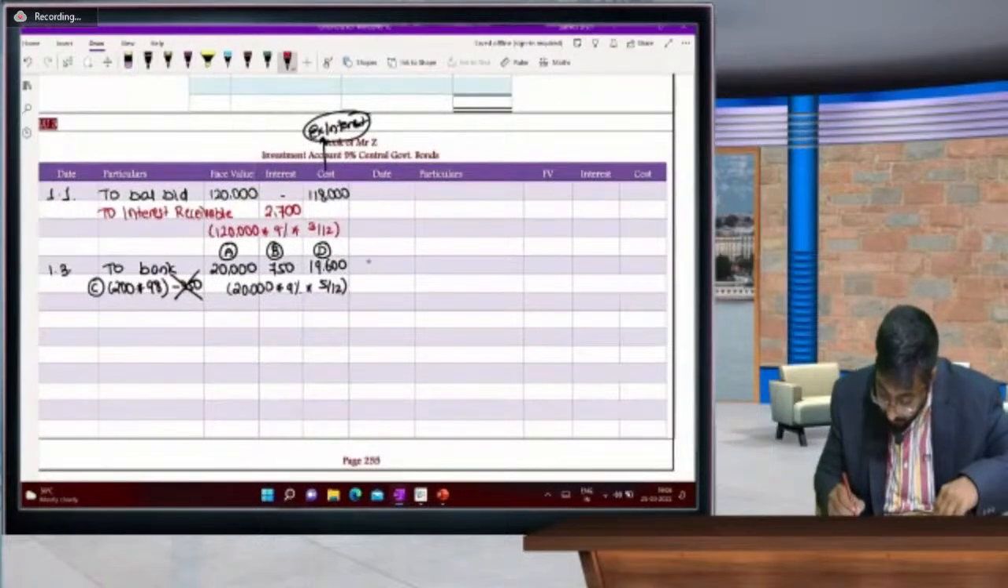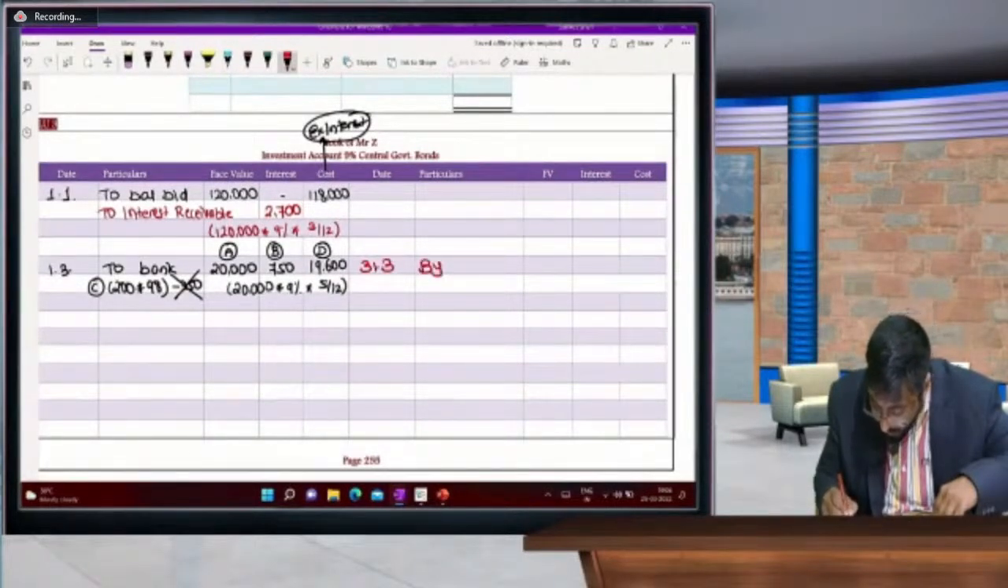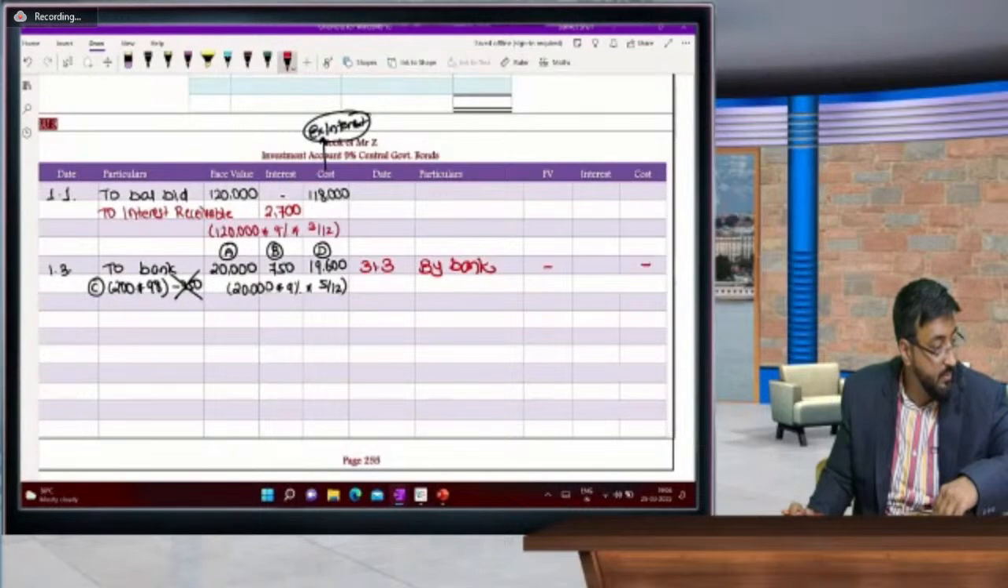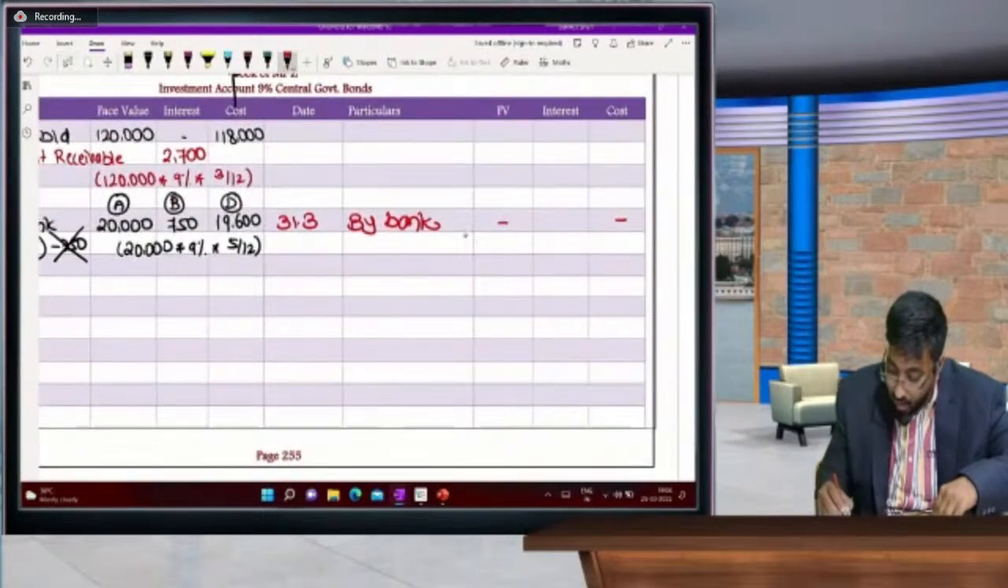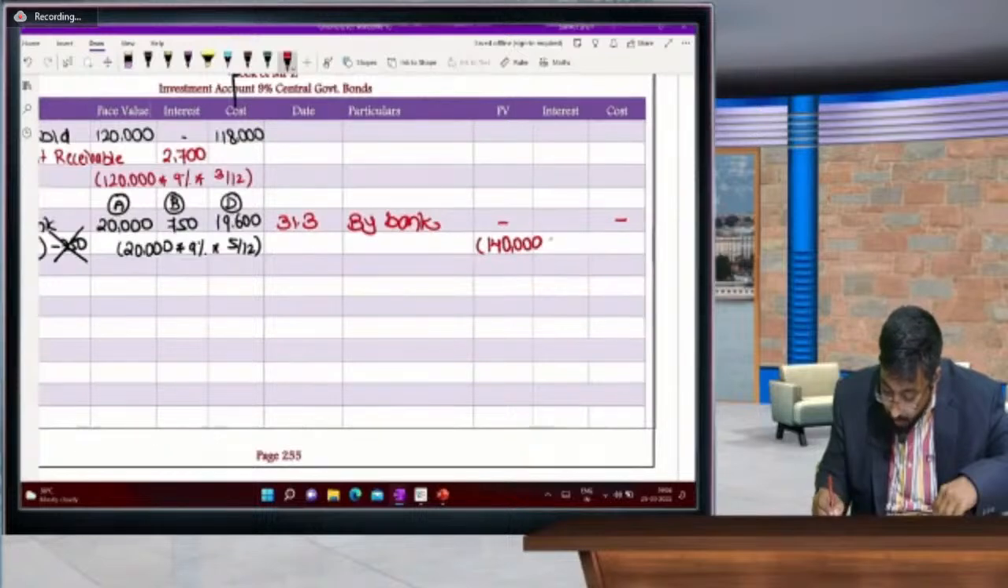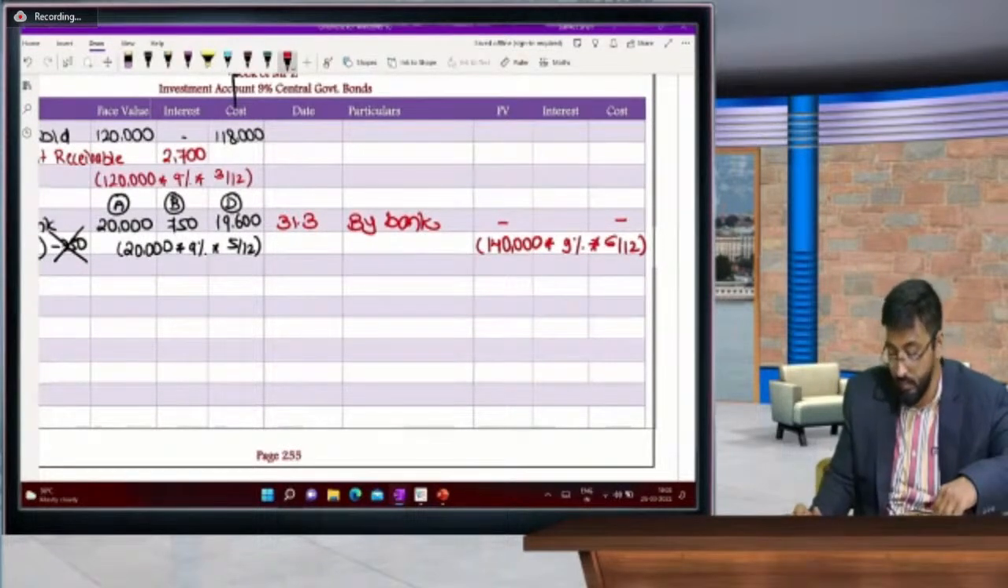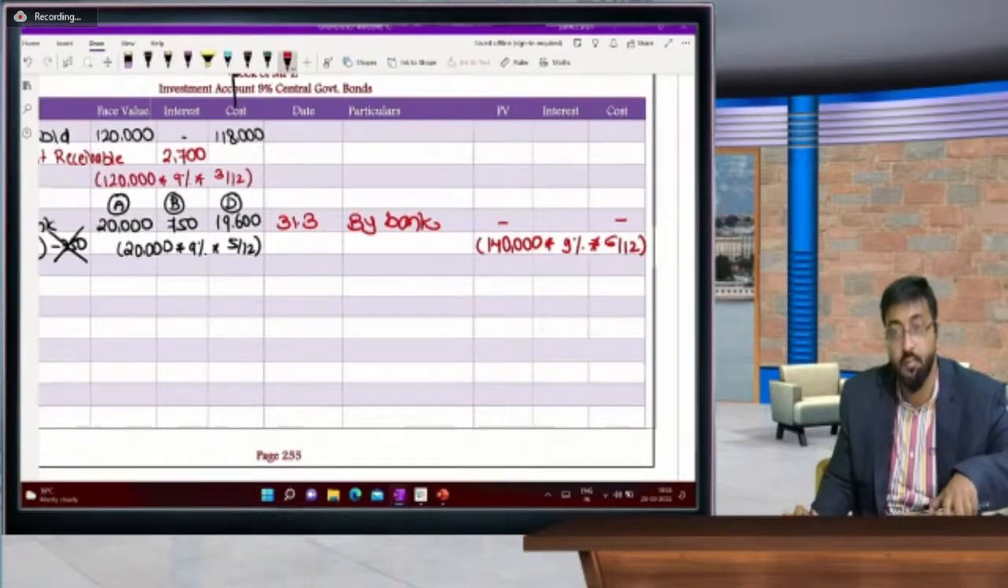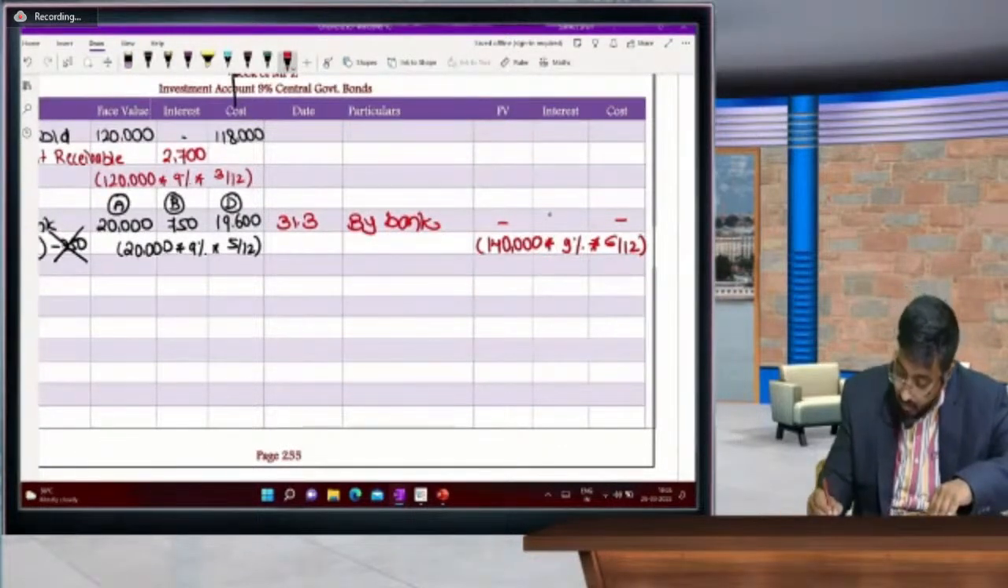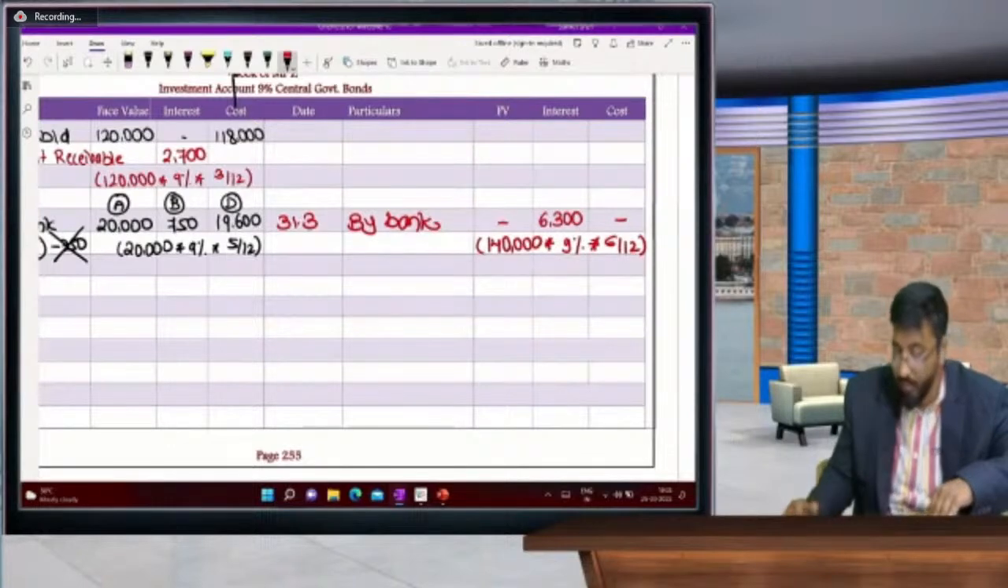Yes, red pen. 31st March. Buy bank. Tell me. Buy bank, on amount is 1,40,000 into 9% into 6/12. Yes, beta. 6,300. Buy bank.